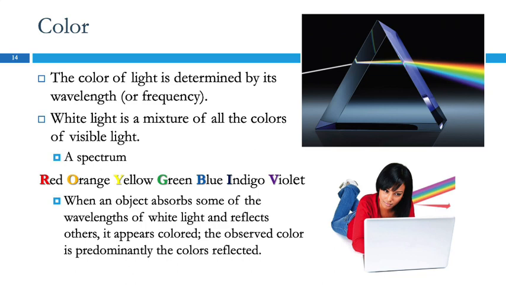So color. The color of light is determined by its wavelength, which is related to its frequency, right? So what we perceive as white light is actually a mixture of all the different colors, all the different wavelengths in the spectrum. And in that spectrum, we have these colors: red, orange, yellow, green, blue, indigo, and violet.